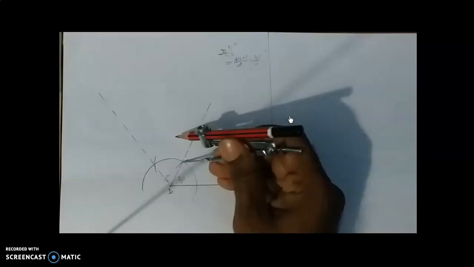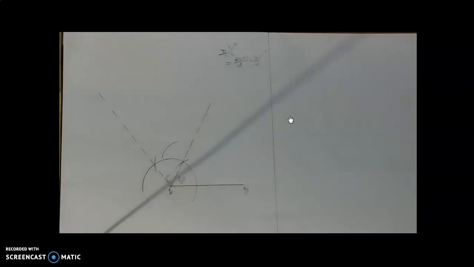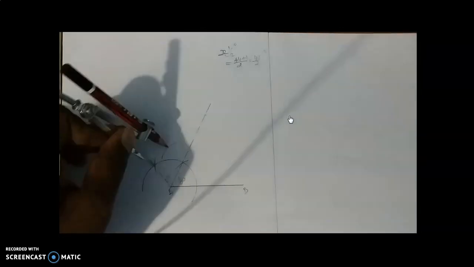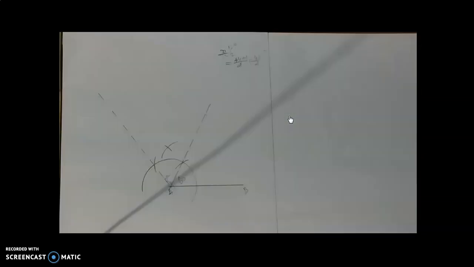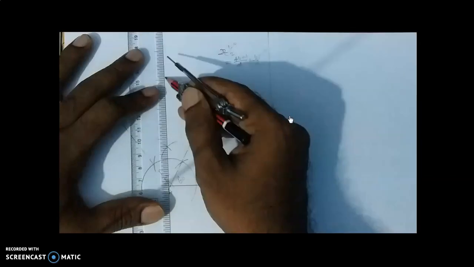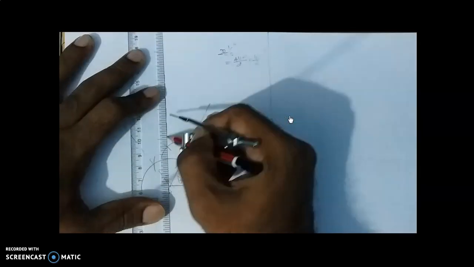Now I'm going to construct 90 degree. For 90 degree you can bisect these two only. Make this a center, take more than half of this arc, and draw an arc here, and then without changing anything, keep here and draw one more arc. Right? Through the intersection point, draw the line. So this is 90 degree.